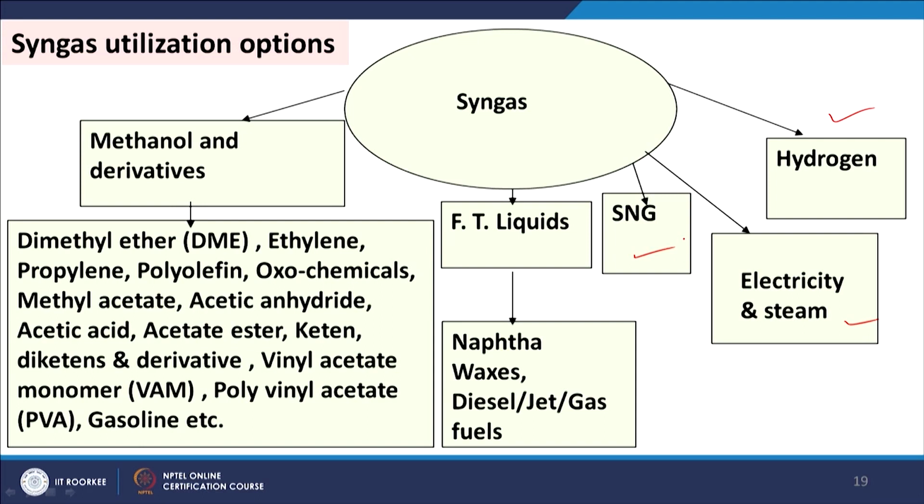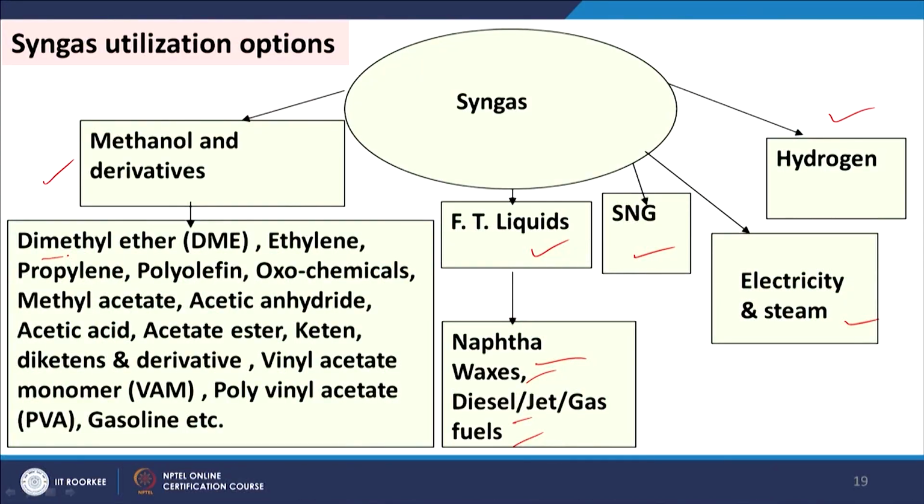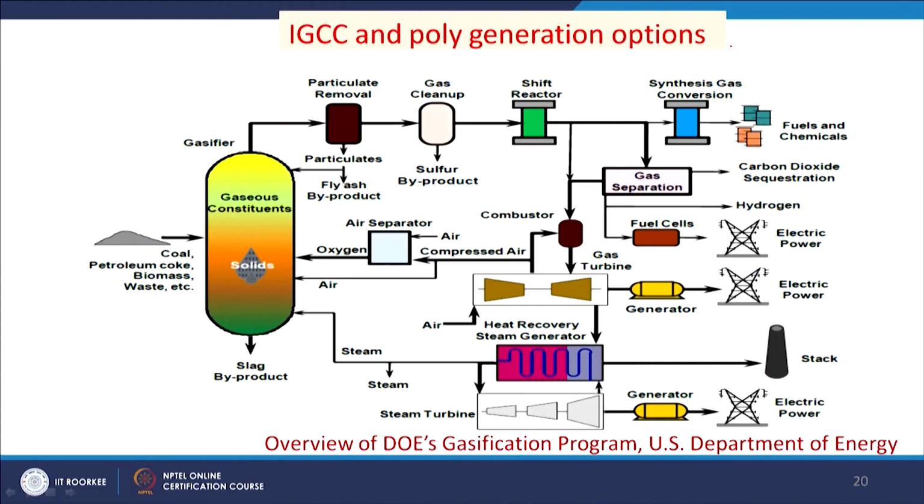It can be converted to SNG, it can be converted to FT fuels, that is naphtha, waxes, diesel, gas fuels, etc., or it can be converted to methanol. Once methanol is derived as a basic chemical, then from methanol we can get a number of chemicals, as shown here. Or this syngas can be utilized in different ways. Now, IGCC and polygeneration options, this option is becoming very relevant and applicable in recent years.